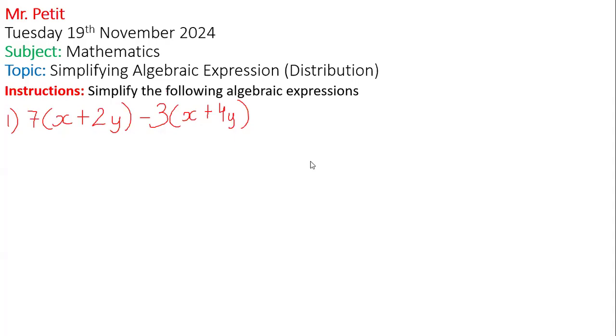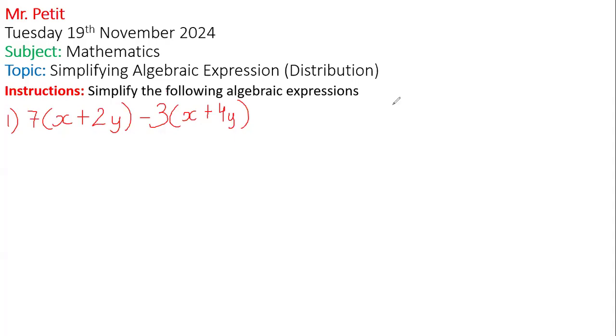Trinity Stuart, anyone else? You have to distribute the 7 times the x, and then 7 times the 2y, and then minus, and then you do the same distribution, 3 times x, then 3 times 4y. Very good. So we're going to distribute, right?